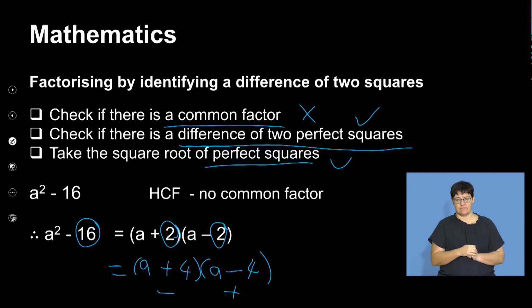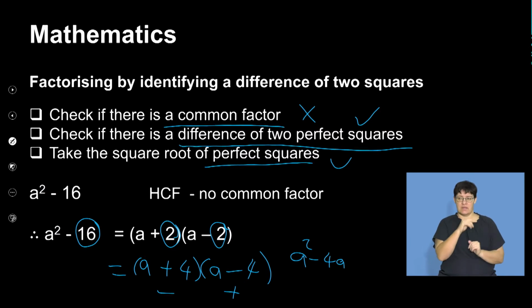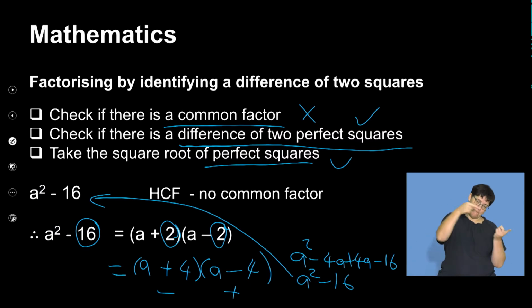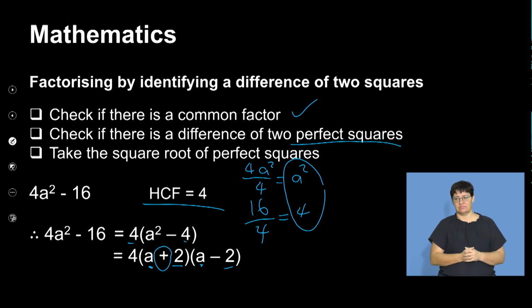Let's look at this one here quickly. A multiplied by a will also give me a squared. A multiplied by -4 will be minus 4a. 4 multiplied by a will be plus 4a. Lastly, 4 multiplied by -4 will be -16. Let's look at the middle term. Can it be cancelled? Yes. Minus 4a plus 4a is 0, so I'll be left with a squared minus 16, which takes us back to what the question was. Let's just test one more.